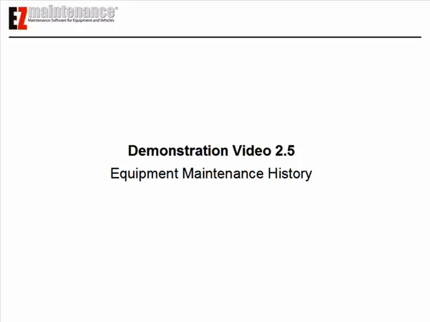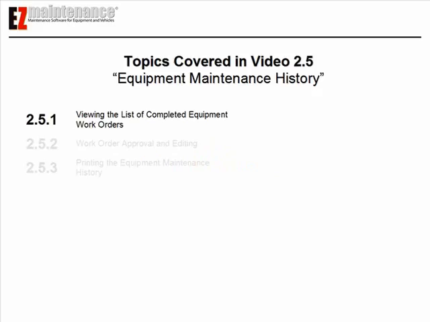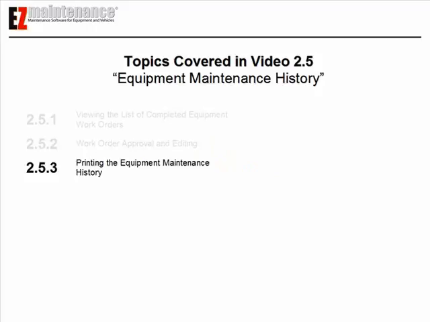In this video, we'll demonstrate how to use the equipment maintenance history in Easy Maintenance. We'll cover the following topics: viewing the list of completed equipment work orders, work order approval and editing, and printing the equipment maintenance history.